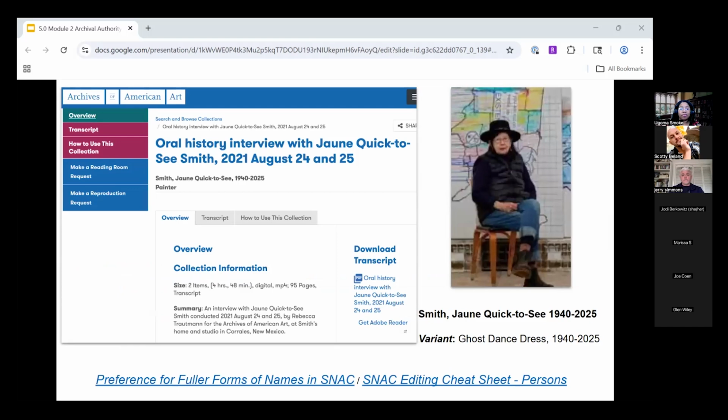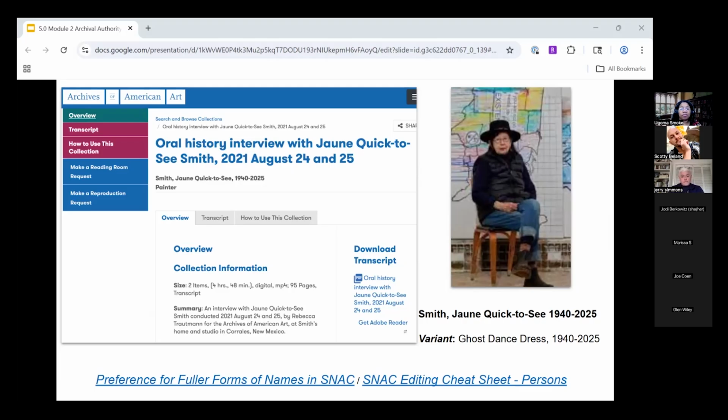Establishing person names starts generally by referencing a finding aid for one of the entity's archival collections. As with corporate body entities, the finding aid is the traditional source for the preferred name and variants. Be mindful that variants, as well as other biographical information, can come from a variety of sources. We'll explore those further as we build a heading for Indigenous artist Jane Quick-to-See Smith.